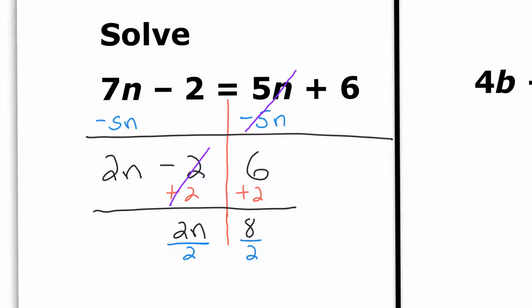So this right here will become a 1. 2 divided by 2 is positive 1. We don't need it. You just bring down the n, bring down the equals, and we have 4 as our answer.